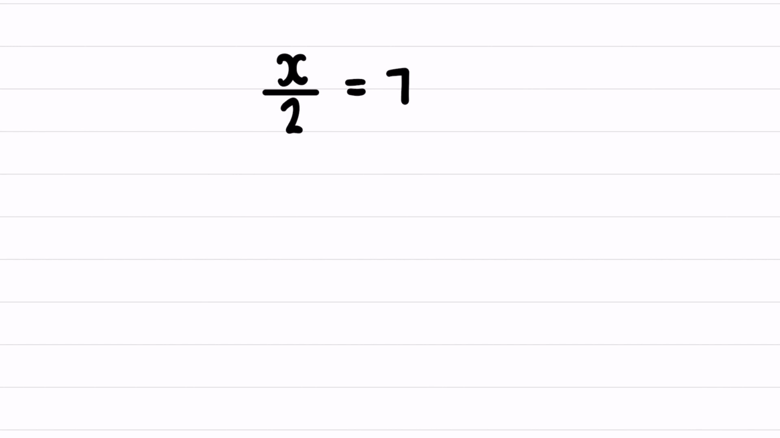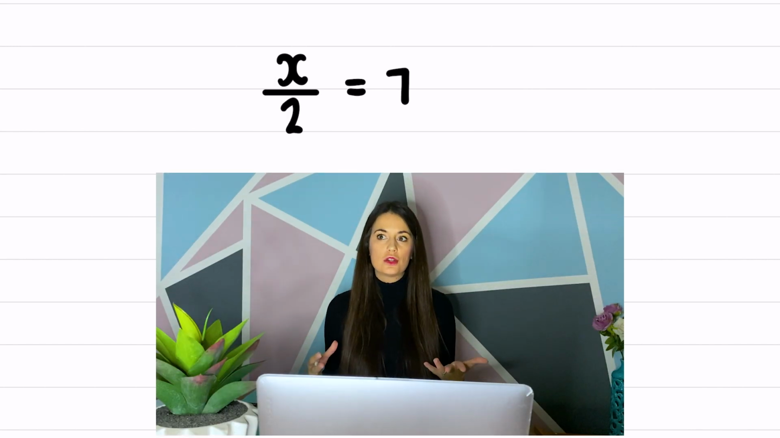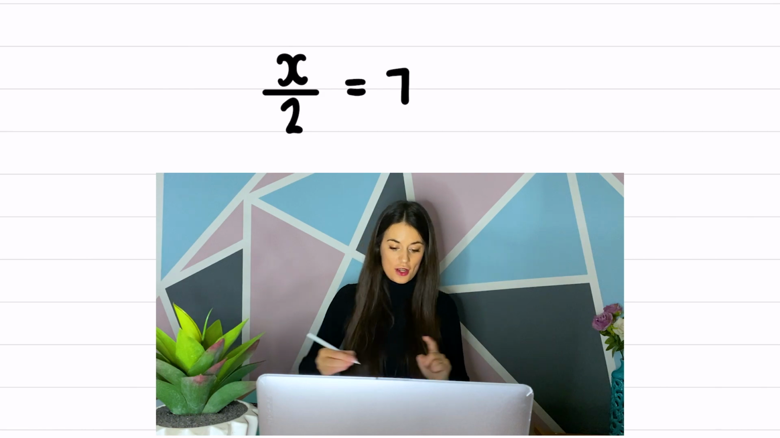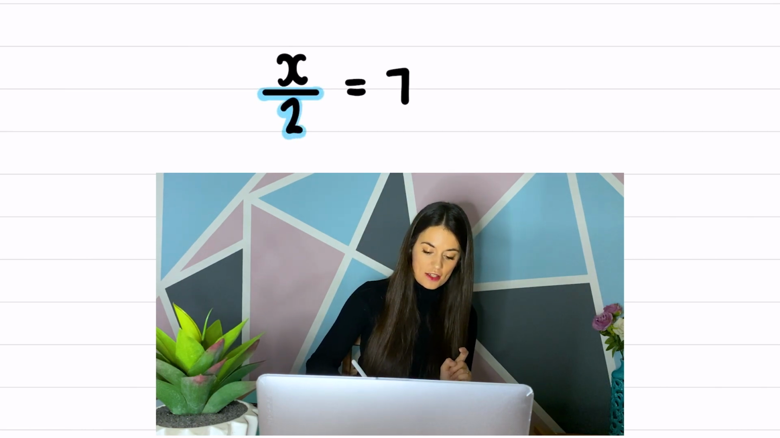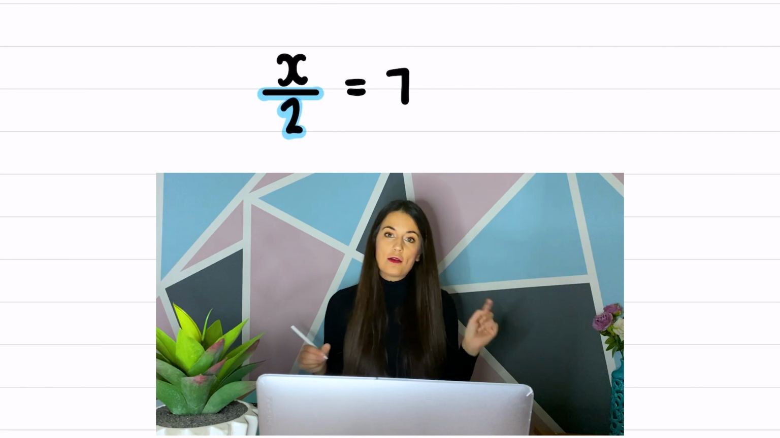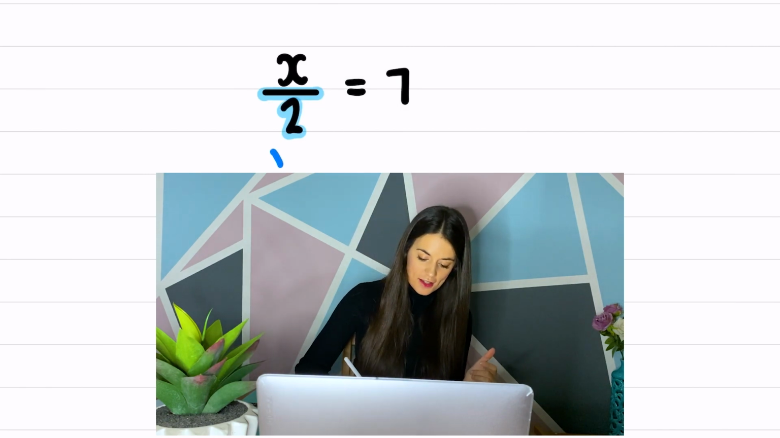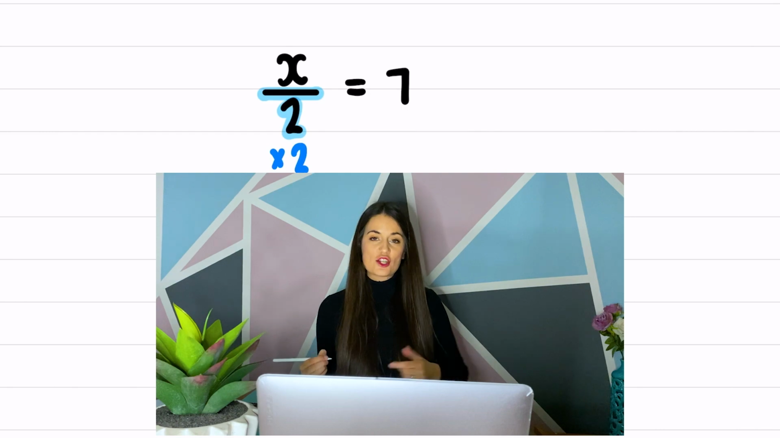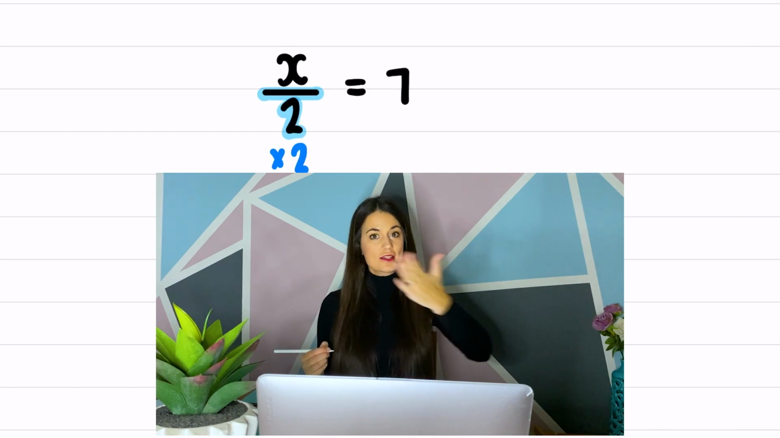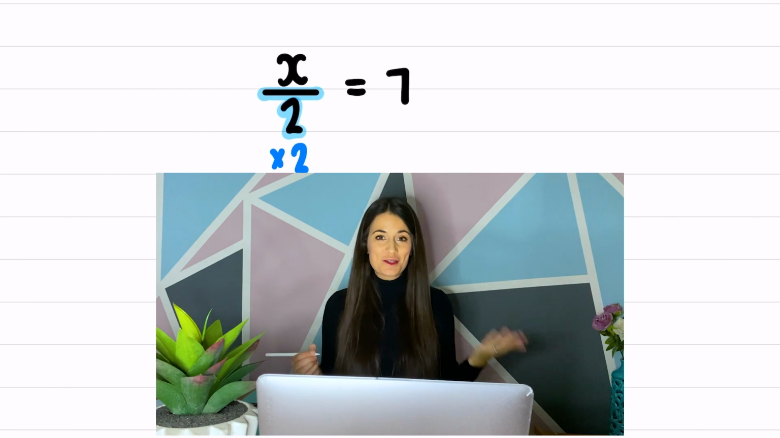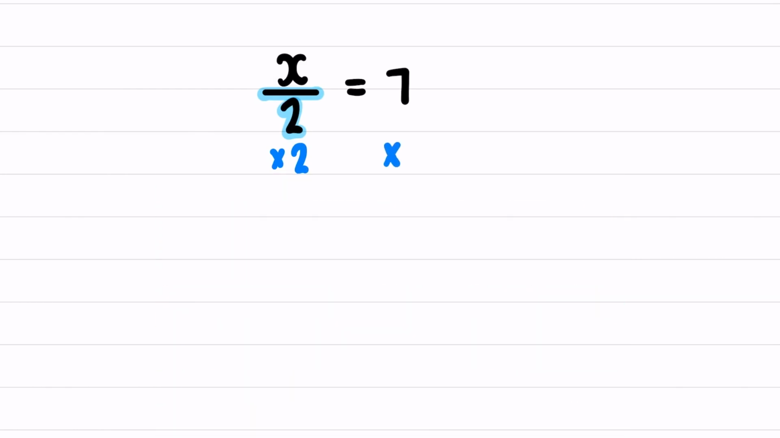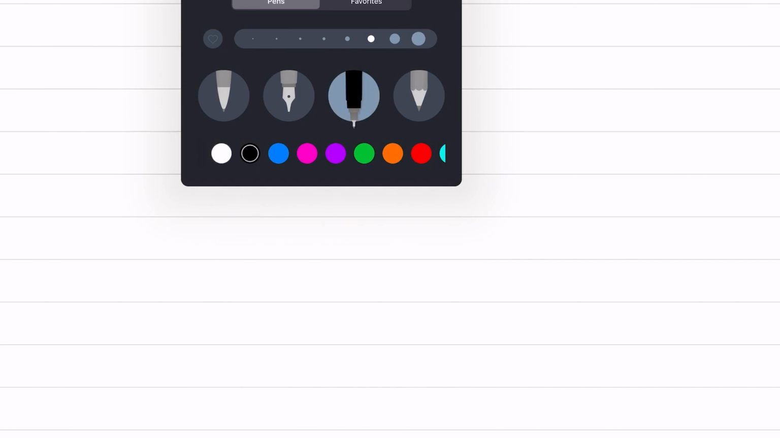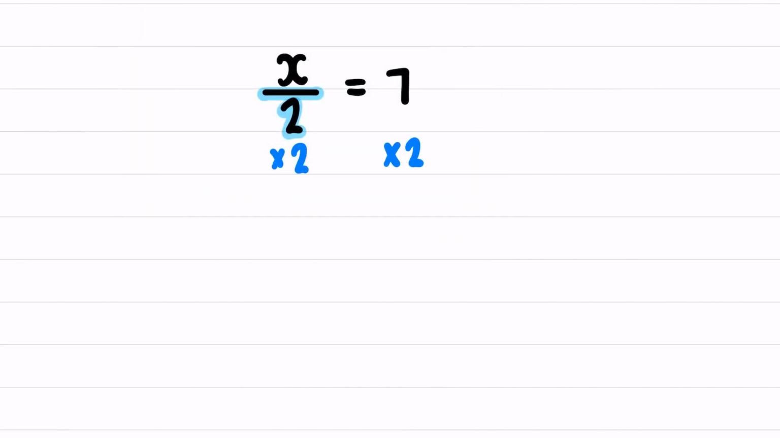Alright, now I have x over 2 equal to 7. X over 2. X divided by 2. So this divided by 2 is stopping my x from being alone. Now what's the opposite of divide? Times. So I'm going to times by 2 because then x divided by 2 times 2 is going to cancel and I'm just going to be left with x. But it's an equation and what I do to the one side I'm going to do to the other side. So x divided by 2 times 2 is just going to leave me with x equal to 7 times 2 is 14.